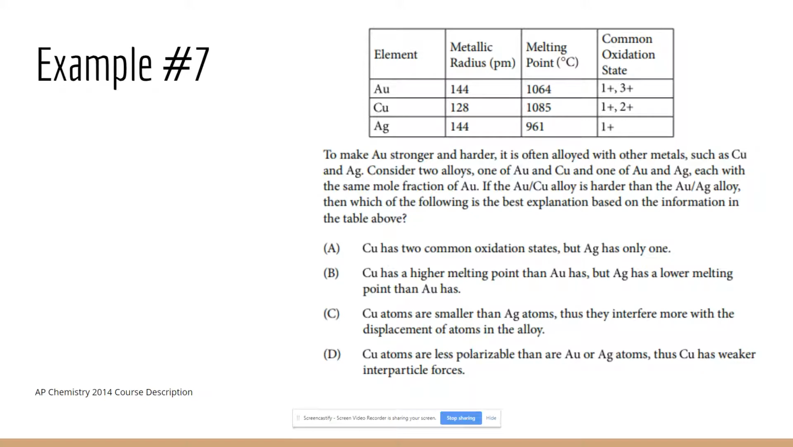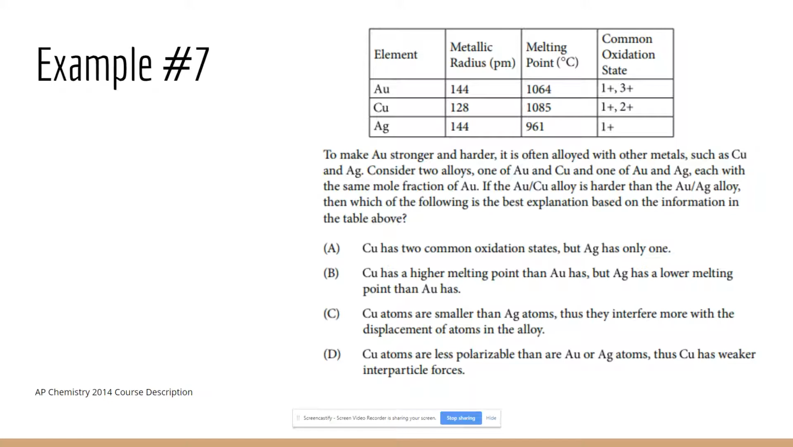Pause here. You don't need to write the question down. All right, so let's take a look at this question. This is talking about alloys. It tells you in the table that they're all pretty similar in metallic radius, which is just the atomic radius. The melting point is unlikely to have a huge difference, whereas the oxidation states really shouldn't matter at all because an alloy is completely non-charged.